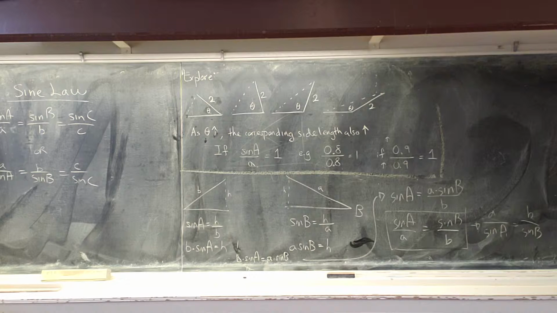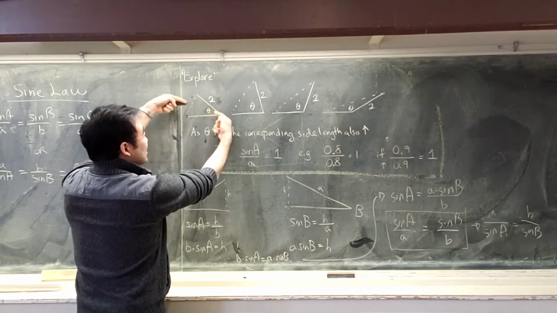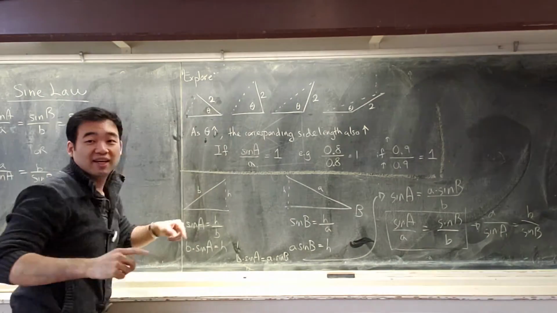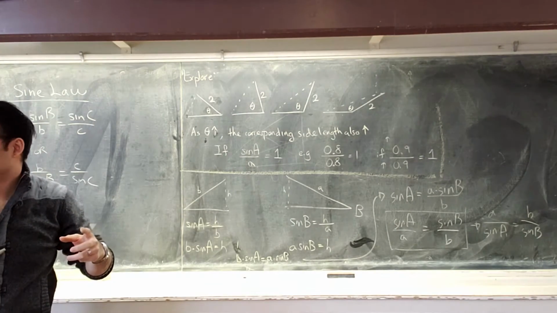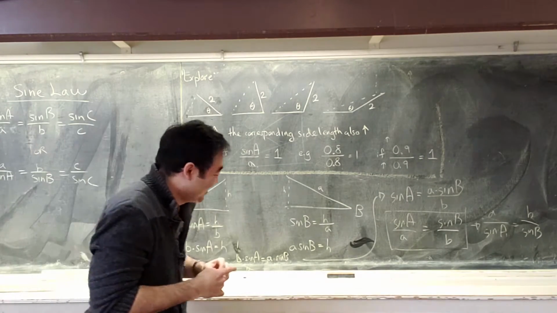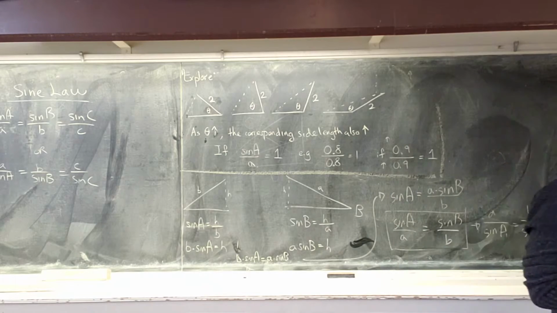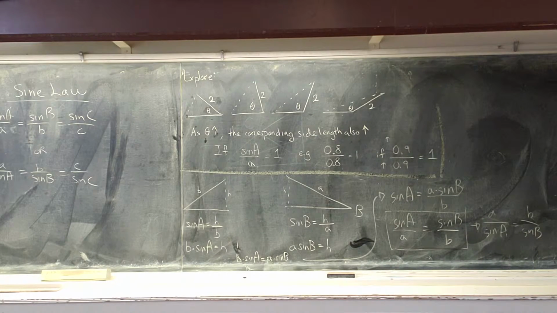the only time you can use sine law is if you have matching side and angle pairs, three of the four. The only time we can use a sine law is if we have those matching sides and angles. What if I don't give you in a question a matching side and angle? Then we can't do it.